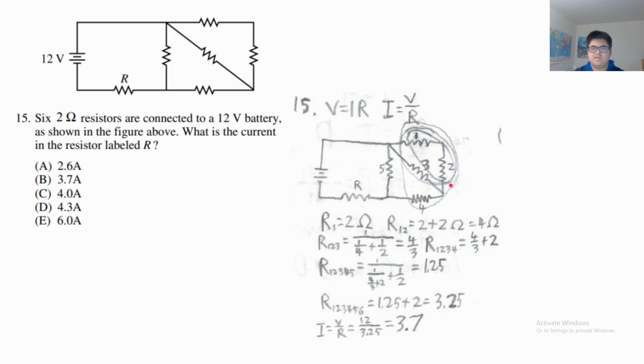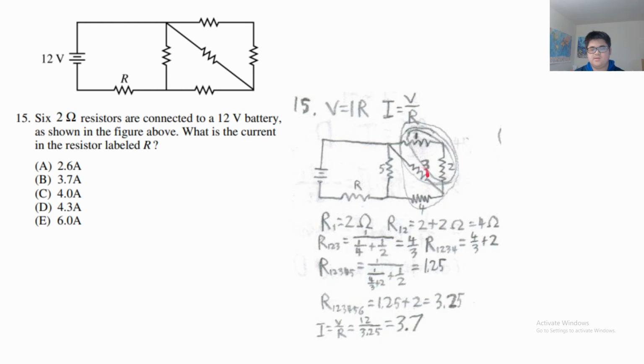Resistor 1, 2 is in parallel with resistor 3, so the equivalent resistance of resistors 1, 2, and 3 would be 1 over 4 plus 1 over 2, and that would be 4 over 3. Now resistors 1, 2, and 3 are in series with resistor 4, so to find their equivalent resistance you do 4 over 3 plus 2, 4 over 3 being the resistance of resistors 1, 2, and 3.